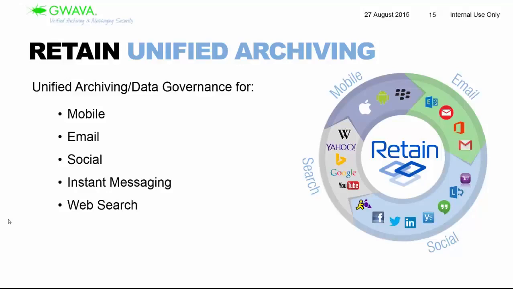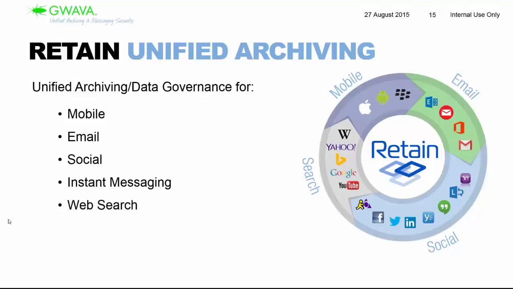We also archive social media with Facebook, Twitter, LinkedIn, and Yammer. I know I was forgetting one. Yammer. I was looking at the screen there. And then for instant messaging, we archive Google Hangouts, Lync, Yahoo IM. Lync is now called Skype for Business. We support that as well, and AOL Instant Messenger. And then we also support web searches. So we will archive web searches for Wikipedia, Yahoo, Bing, Google, YouTube.